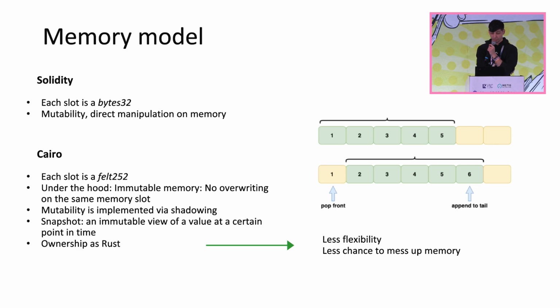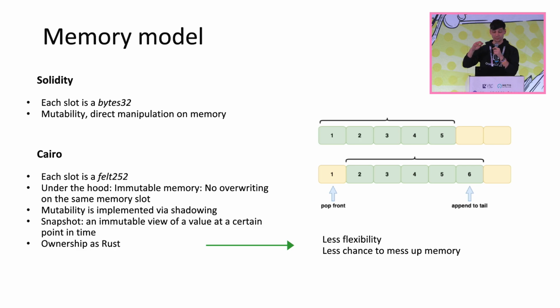For Cairo, it's a bit different. Each slot is a felt252, and a felt is actually the basic data type in Cairo, which stands for a field element, which is the underlying type used to highly optimize Cairo's ZK-proof system. And something interesting is that the memory is completely immutable for Cairo, which means you cannot overwrite a memory slot once you have written to it.